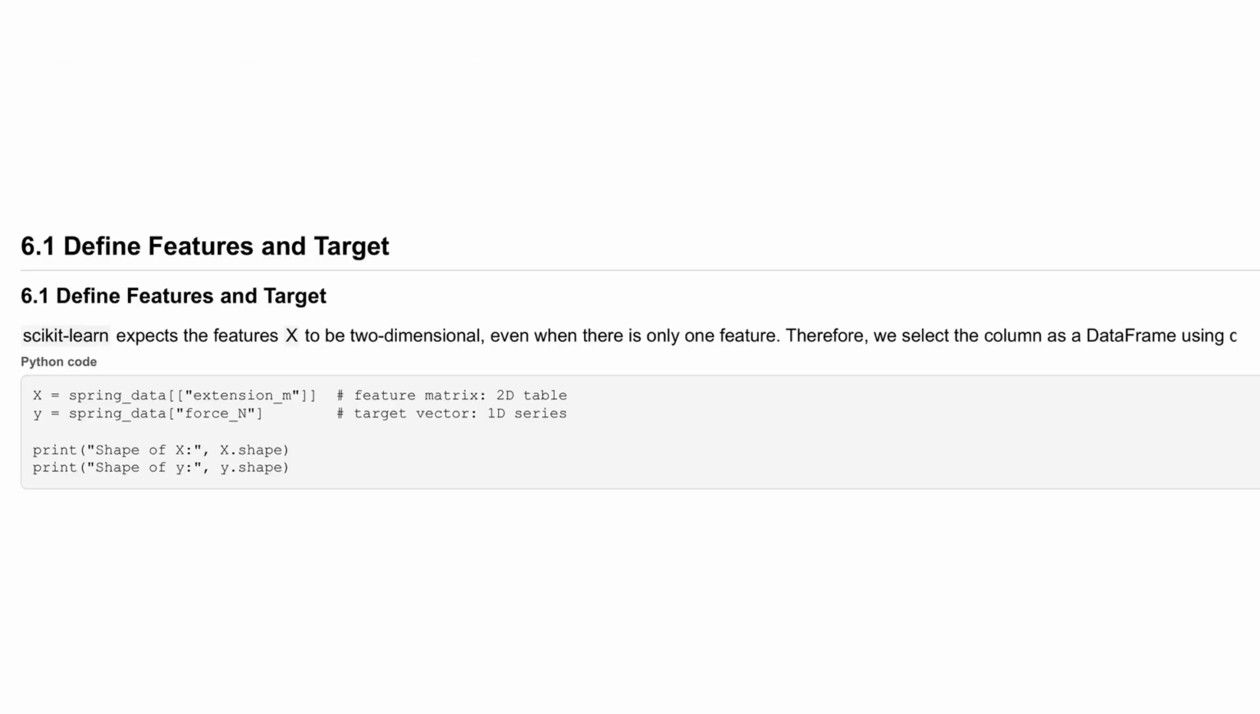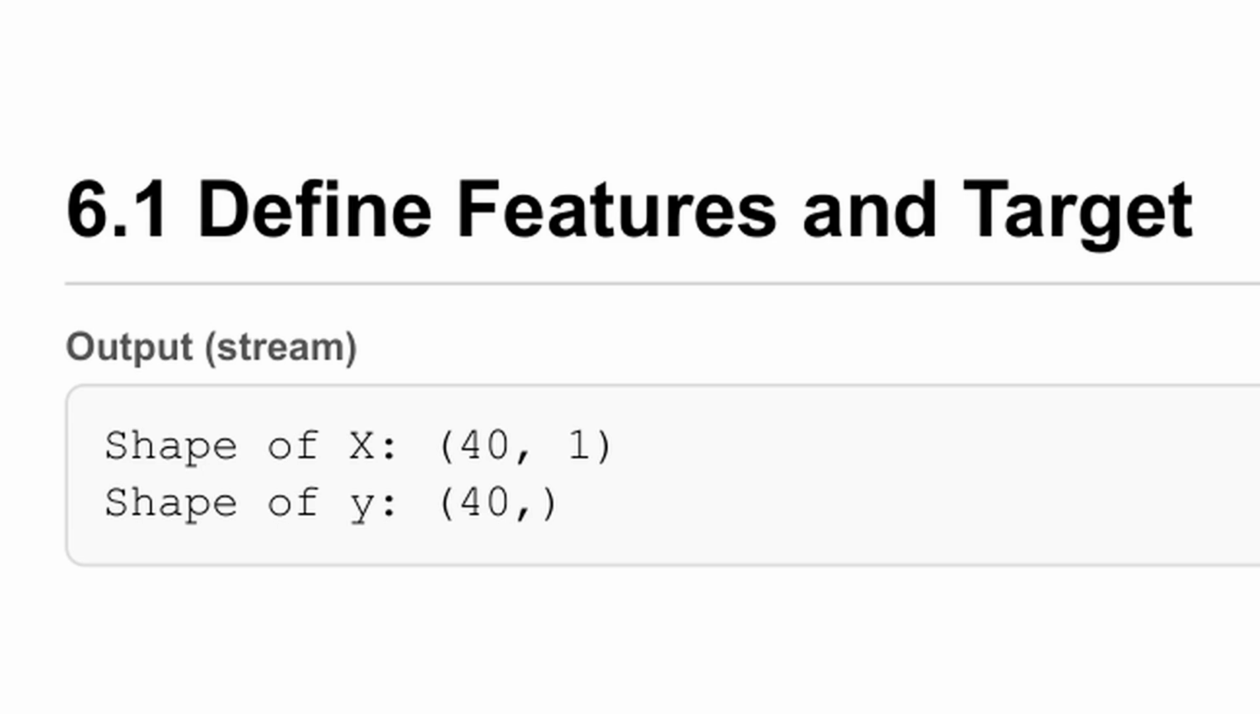Next, we isolate our features and targets. Notice that scikit-learn expects the feature matrix X to be two-dimensional, so we use double square brackets to extract the extension column. The target vector Y is extracted as a standard one-dimensional series. Printing the shapes confirms we have 40 samples. Our feature matrix X is 40 by 1, while our target vector Y has 40 elements. The data structure is now correct for scikit-learn.